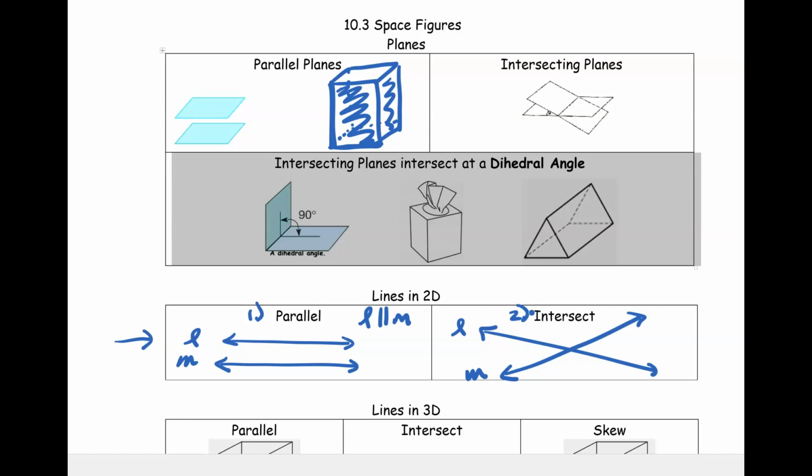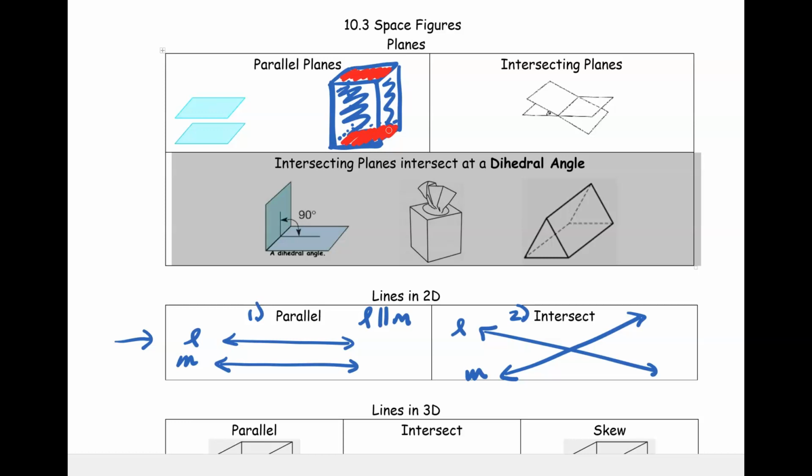With planes, we have a similar type of scenario. So with planes, you can have parallel planes. Those would be planes that don't touch. So when we're thinking about this tissue box, the top of the tissue box would be parallel to the bottom of the tissue box because those planes do not touch each other.